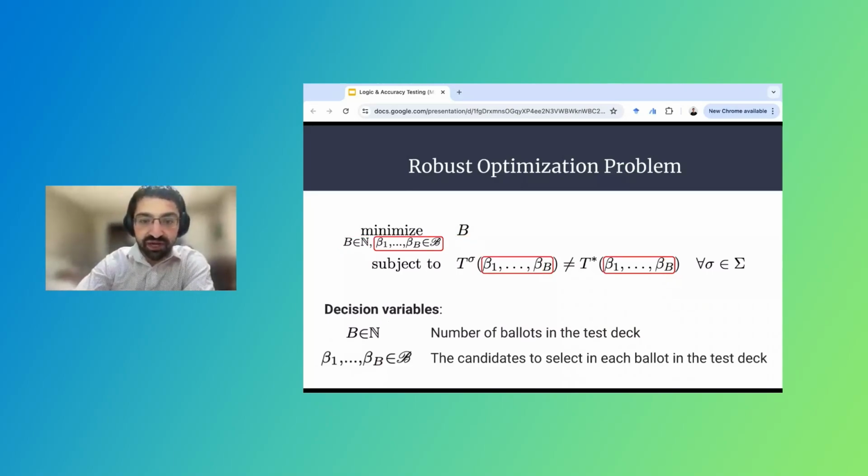The other decision variables in this optimization problem are the candidates to select in each ballot in the test deck. Namely, we'll let beta 1 through beta B each be discrete sets, basically binary sets that include a 0 or 1 variable in essence for each target on each of these ballots that denotes whether or not we're going to select that candidate. We're going to mark it, that is, in the test deck. Just a reminder, capital B is the number of ballots in the test deck. Beta 1 through beta B are for each of the ballots in the test deck, which candidates should we include a vote for. So those are the decisions in this optimization problem.